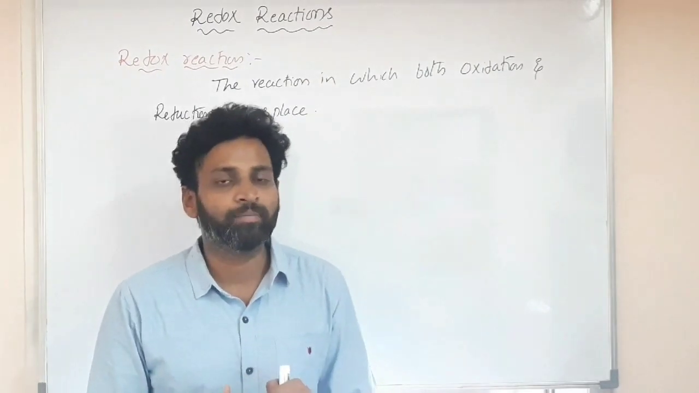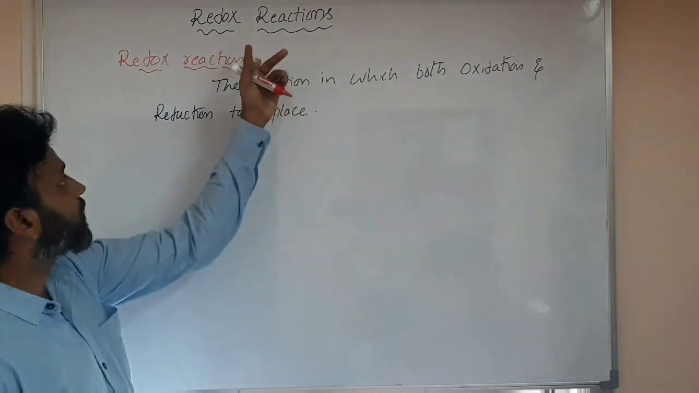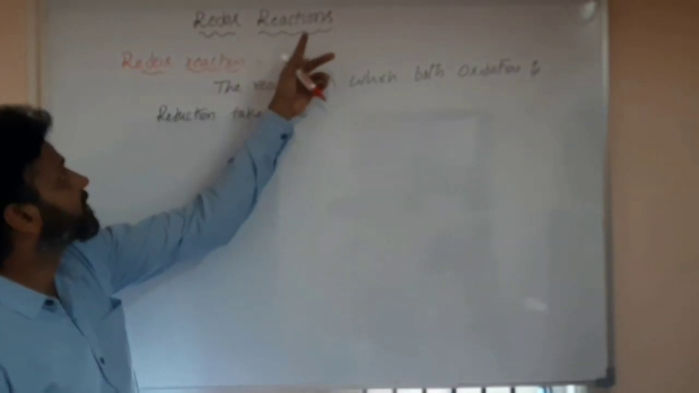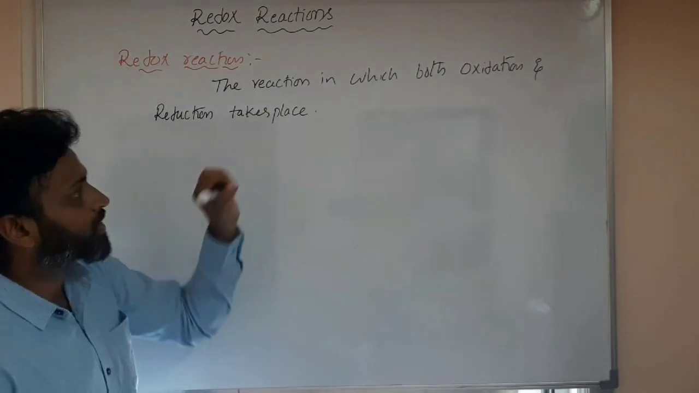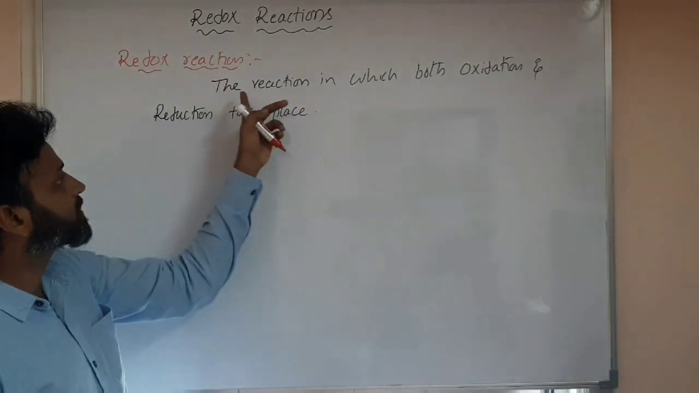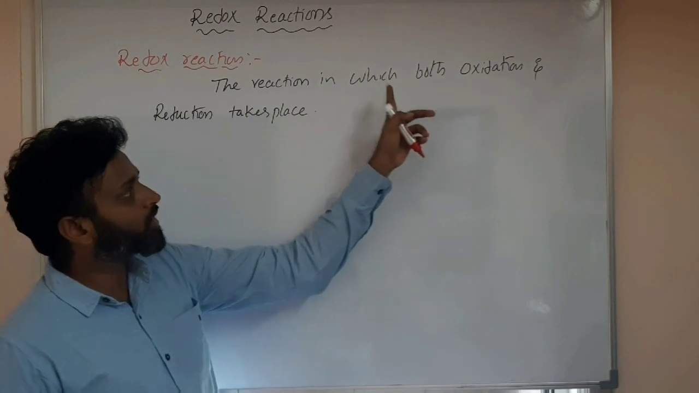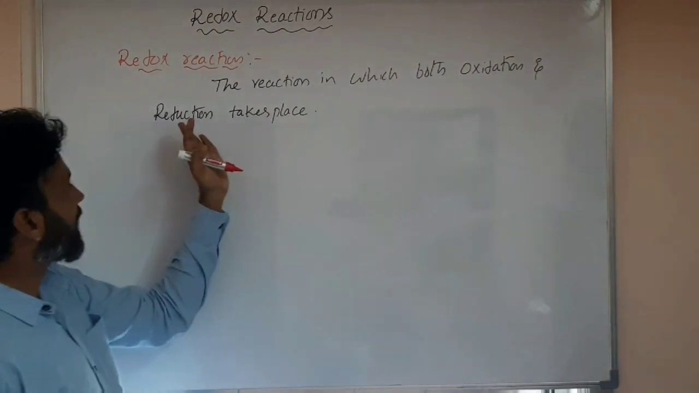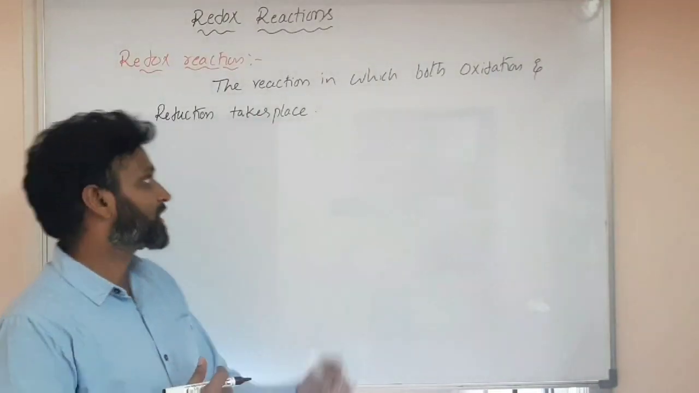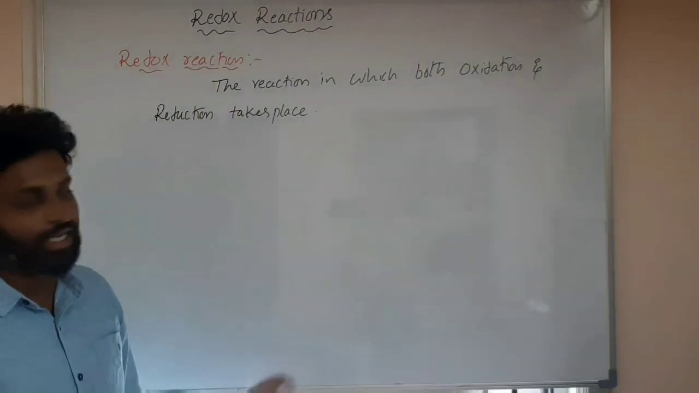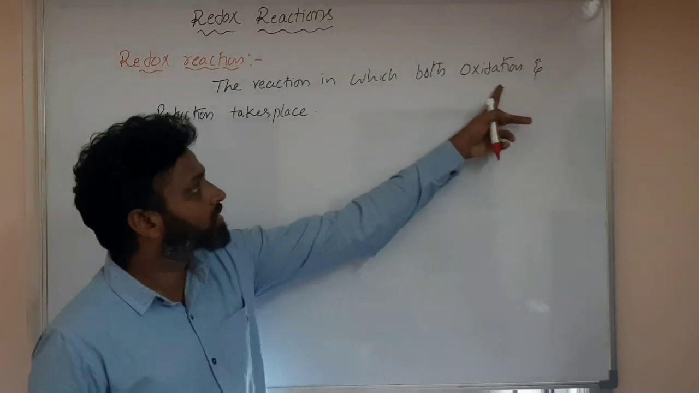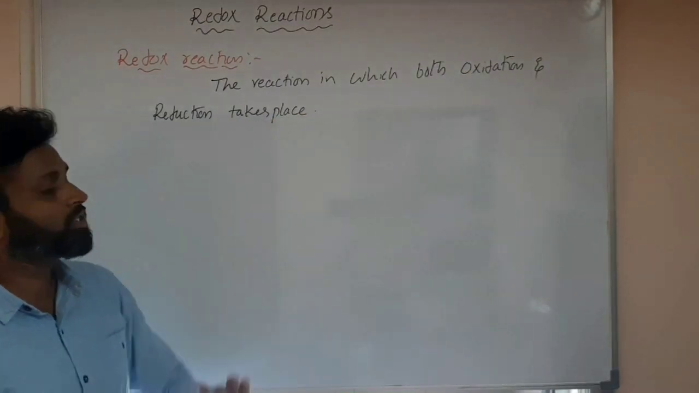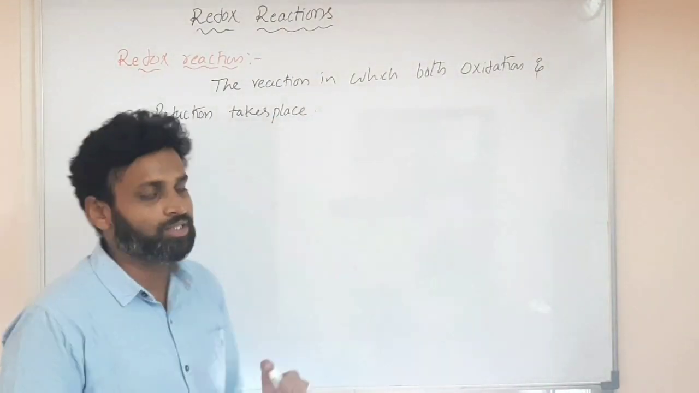Please follow regularly. All the best, and come to our next chapter, Redox Reactions. So what exactly is a redox reaction? I have written here: a redox reaction means the reaction in which both oxidation and reduction take place. That is called a redox reaction. I repeat, the reaction in which both oxidation and reduction take place is called a redox reaction.